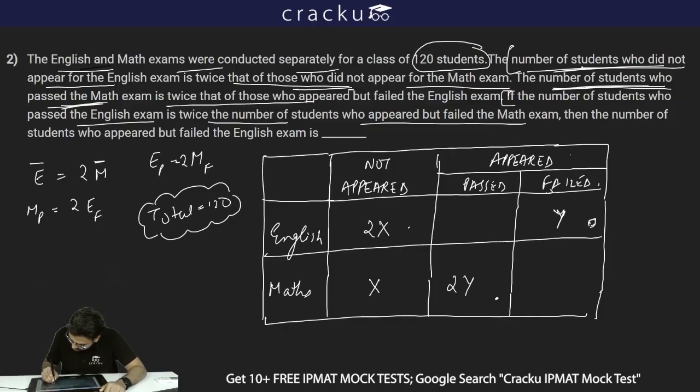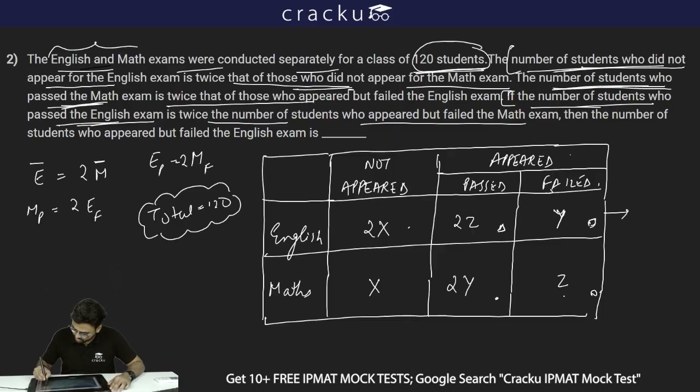Then the third statement is saying if the number of students who passed the English exam, this one, is twice the number of students who appeared but failed the Math exam. So, the number of students who appeared but failed the Math exam is basically this one. If this is z, this will be 2z. The number of students who passed the English exam is twice the number who appeared but failed the Math exam.